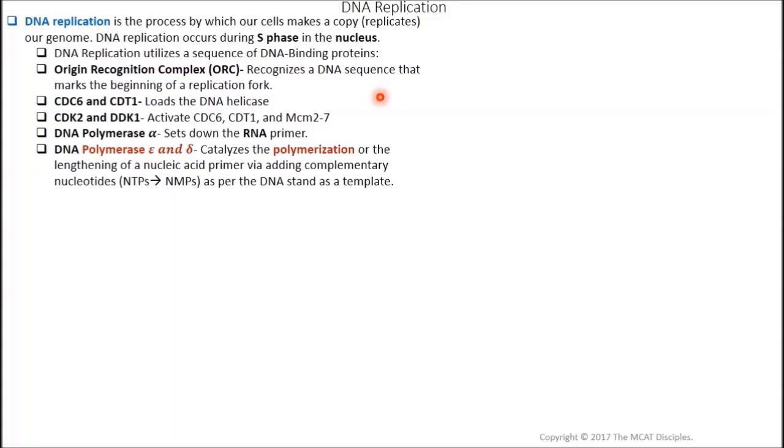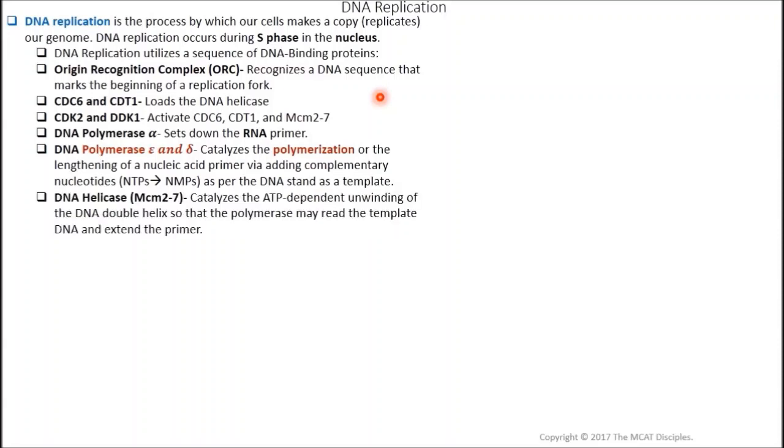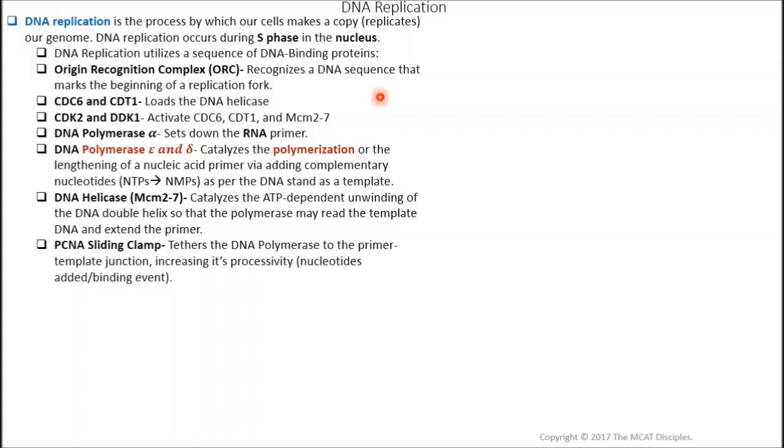DNA polymerase epsilon and delta catalyze the polymerization, or the lengthening, of a nucleic acid primer via adding complementary nucleotides as per the DNA strand of the template. DNA polymerase epsilon is found on the leading strand. DNA polymerase delta is found on the lagging strand. They both read 3' to 5' and extend 5' to 3'. DNA helicase, or MCM2-7, catalyzes the ATP-dependent unwinding of the DNA double helix so that the polymerase may read the template DNA and extend the primer.